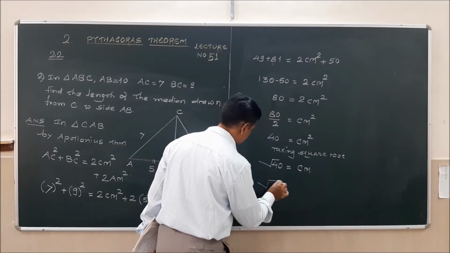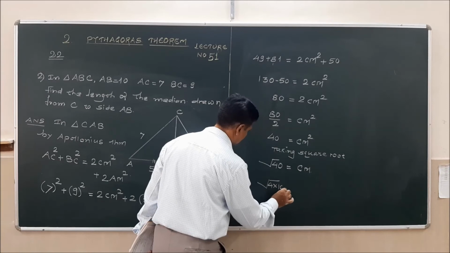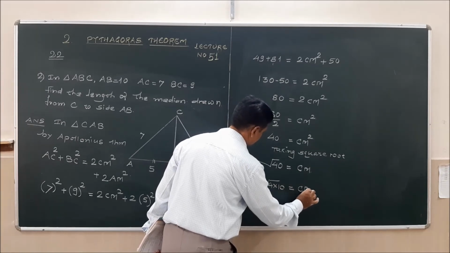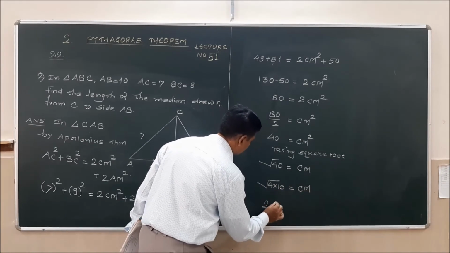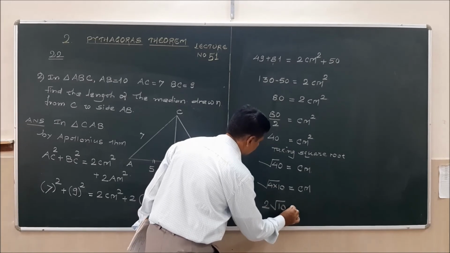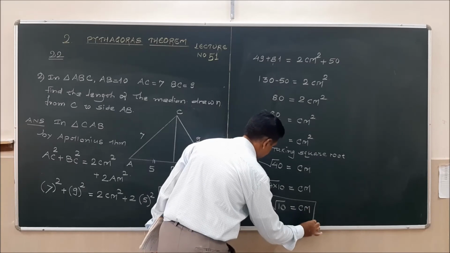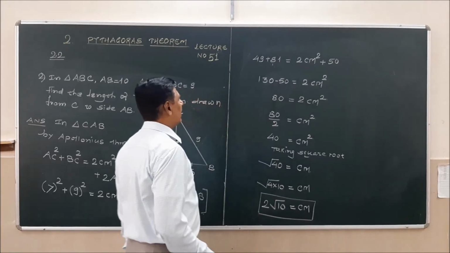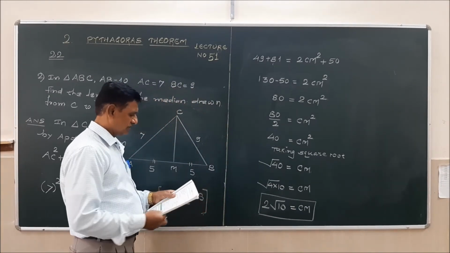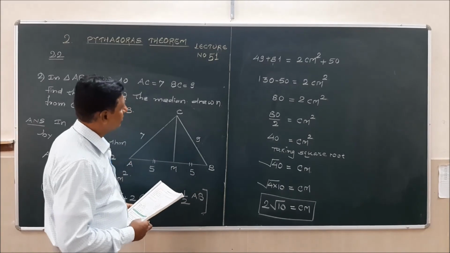Root 40 is 4 tens, so the square root of 4 is 2, root 10 is equal to CM. So the length of the median is 2 root 10, because units are not given.